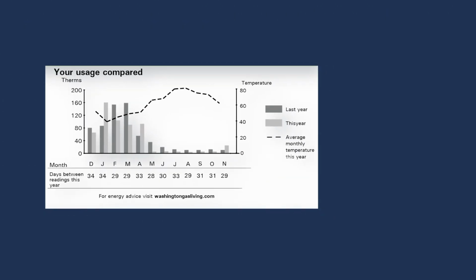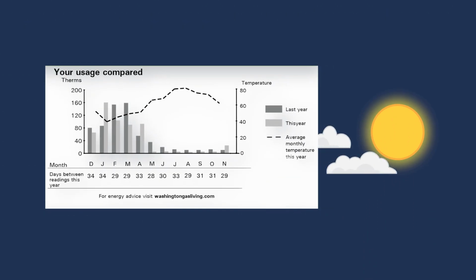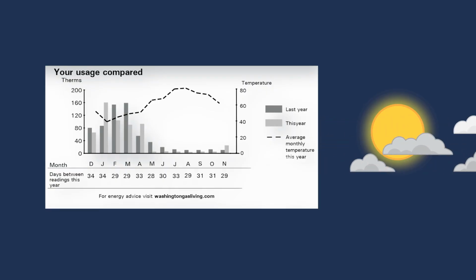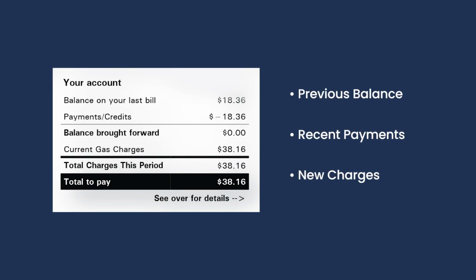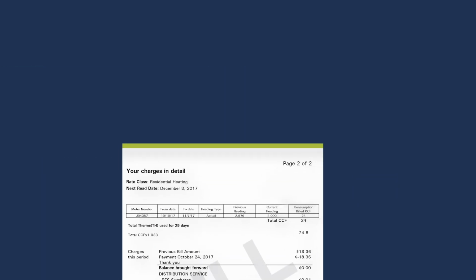First, you'll see a graph showing your gas usage compared to the previous month. Keep in mind that weather can cause monthly usage to fluctuate. Your account information is to the right of the graph, detailing your previous balance, recent payments or credits, and new charges. This provides a quick financial snapshot of what you owe.